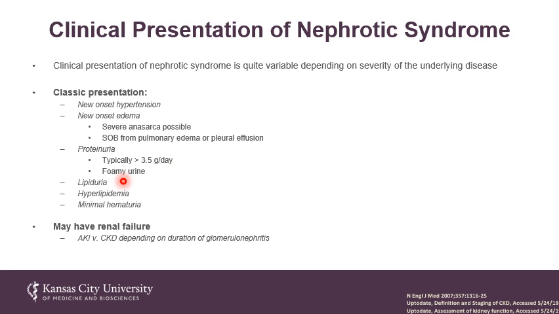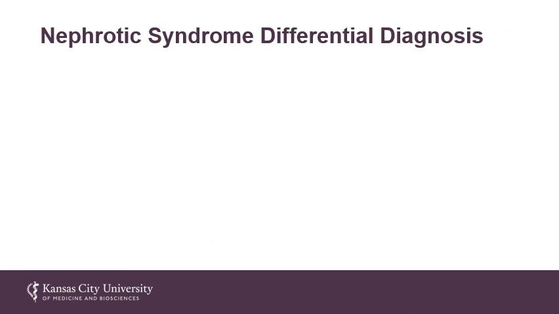On urinalysis, you'll see fat in the urine, usually free fat or fatty cast. If you check their fasting lipid panel, it'll be elevated. And there's usually not much blood in the urine. There can be, but not much. And they may or may not have renal failure. And that can be in the form of acute kidney injury or chronic kidney disease, depending on how long they've had the glomerulonephritis.